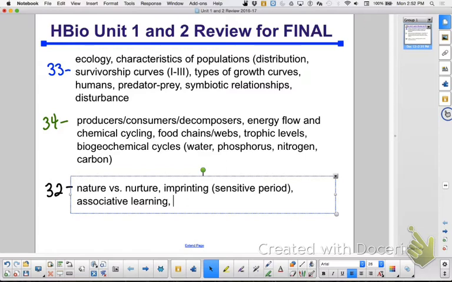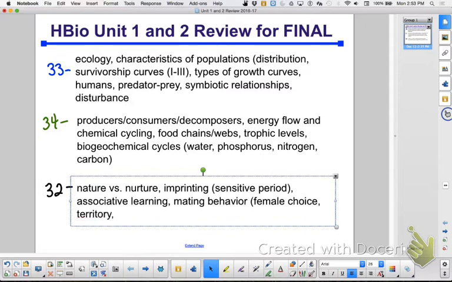And then we talked about mating behavior. We talked about female choice, like why would she choose? And we had some different hypotheses there. Was it based on good genes, like they could provide a lot for their offspring, or were they good looking, which was the runaway hypothesis? We talked about how males and females can look different from each other. We talked about territory. We talked about sexual dimorphism, where the males and females look different.